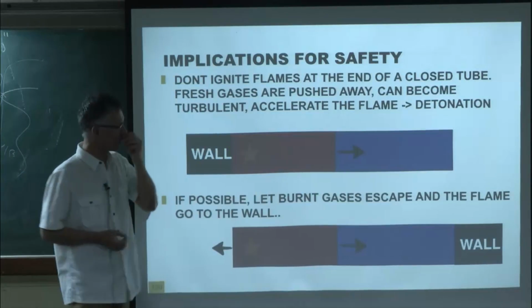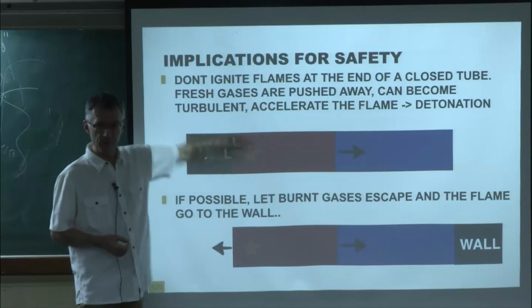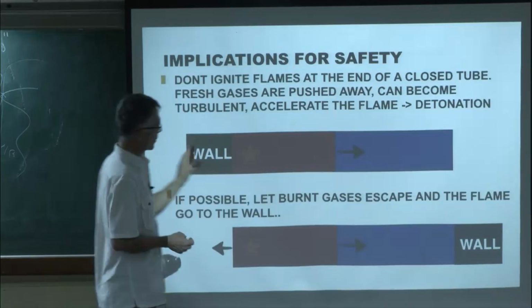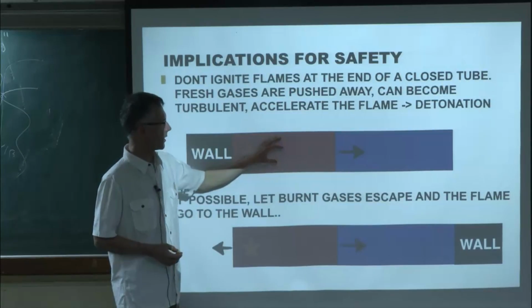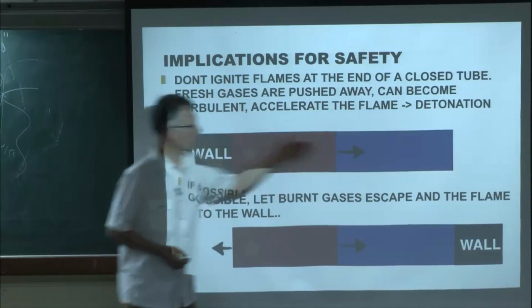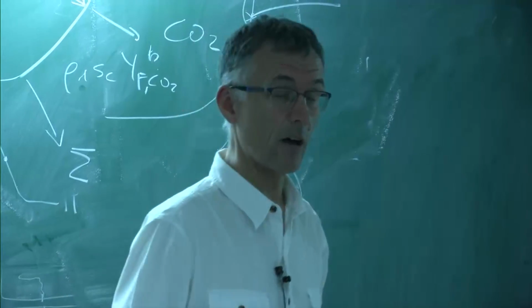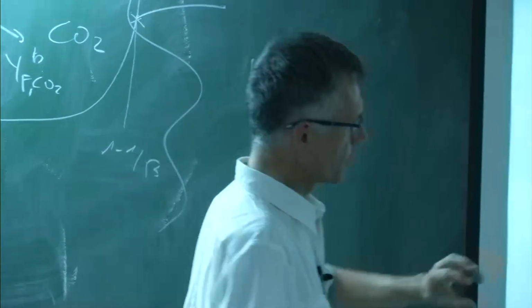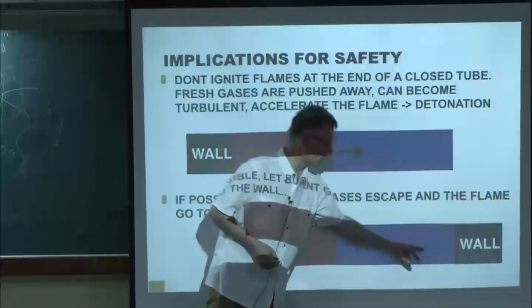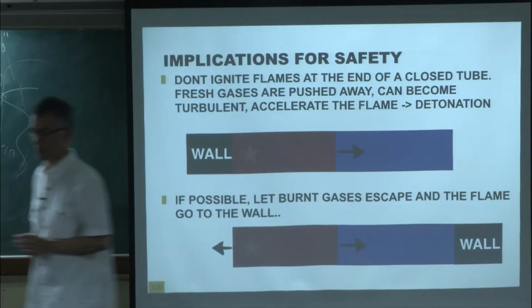If you want to ignite a flame, depending on where you put the wall compared to the flame position, you will have different results. If you put an ignition where you put the wall here and the cold gases here, the burn gases here, then this thing will accelerate a lot. And that's the reason why you will have possibly detonations. If you do it the other way, it's much better. If you put the wall on that side and you have the fresh gases here, they don't move, you're only blowing away the burn gases, and that will be much more reasonable.